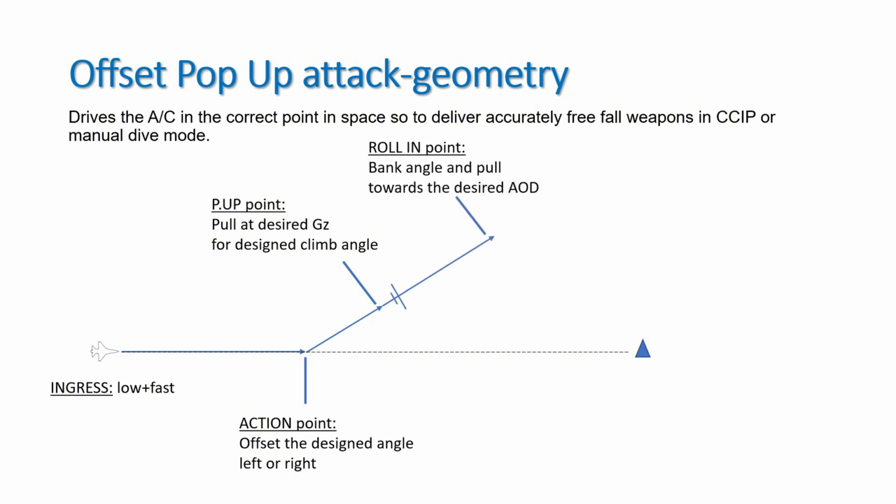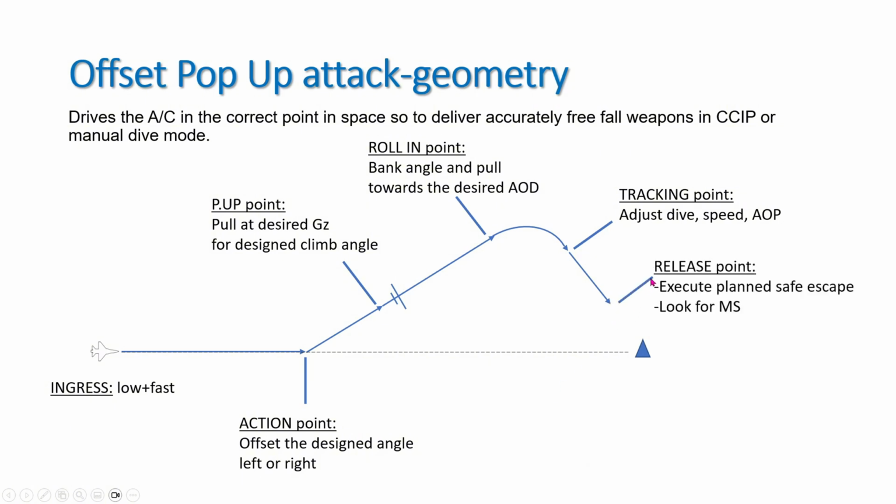You climb for the roll-in point, which will be very specific and calculated during the planning. Then you need to aim for your target by putting back angle and pulling down your lift vector towards the target, the blue triangle, in order to get to the tracking point where your aiming phase starts and your tracking time starts counting. Usually, you drop your weapons at the pickle point at a specific altitude, and then egress safely from weapons defenses and looking for visual mutual support.